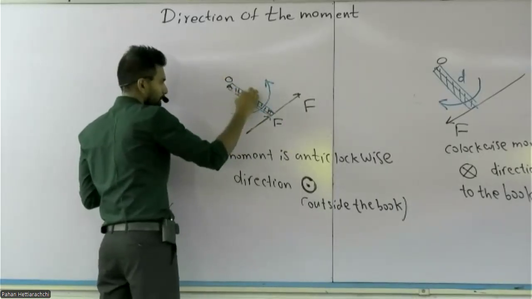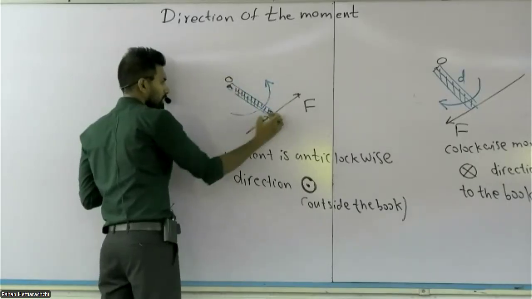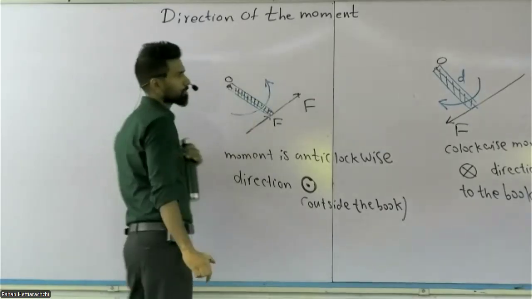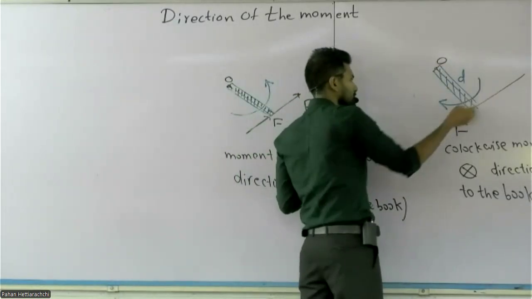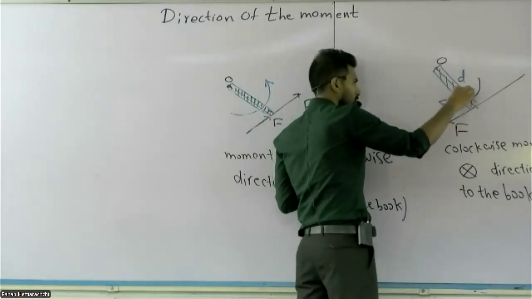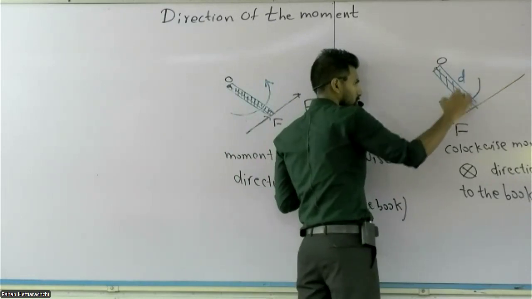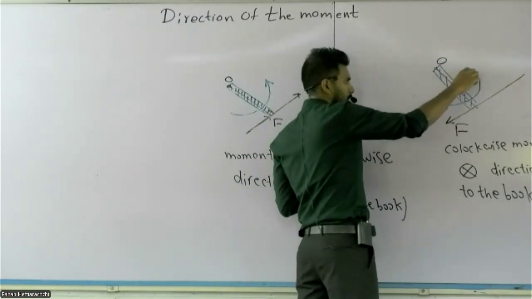Here, if this is the perpendicular distance, this is the force. Kept the hypothetical object like this, applied the force, it's rotated like this. This is the anti-clockwise moment. Here, if it's the point O, perpendicular distance D, force is F. Keep the hypothetical object along the perpendicular, check with the force, it will rotate like this. So the rotation is in the clockwise manner.